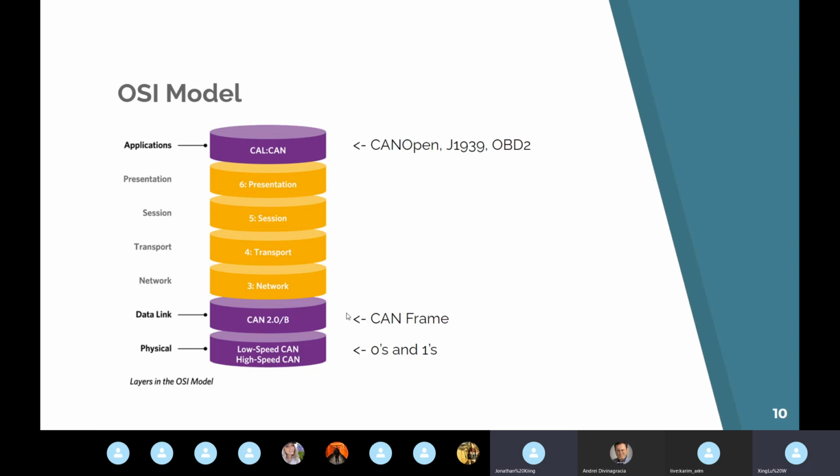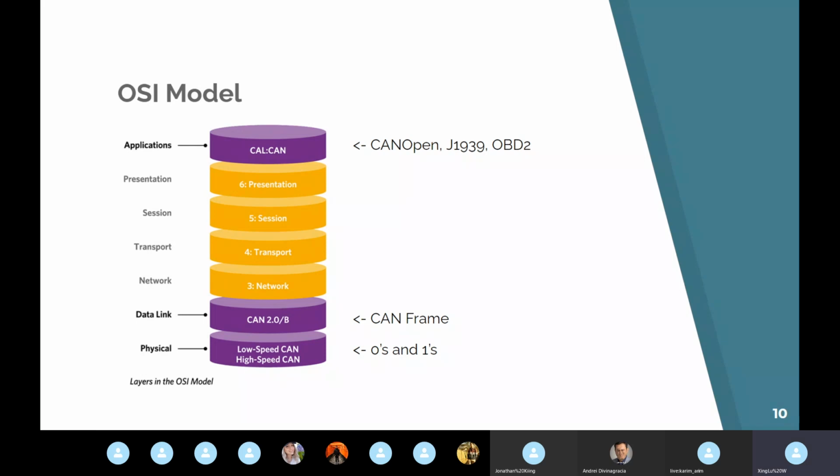Could you explain what OSI is and what layers mean? I forgot what OSI stands for. Anyone know? In the chat.